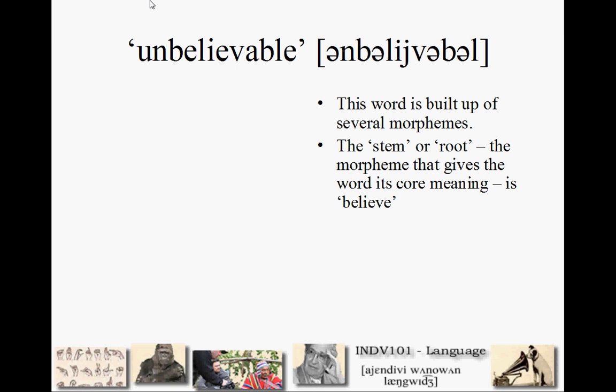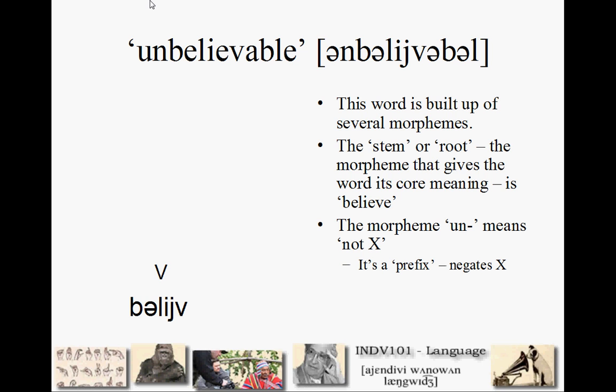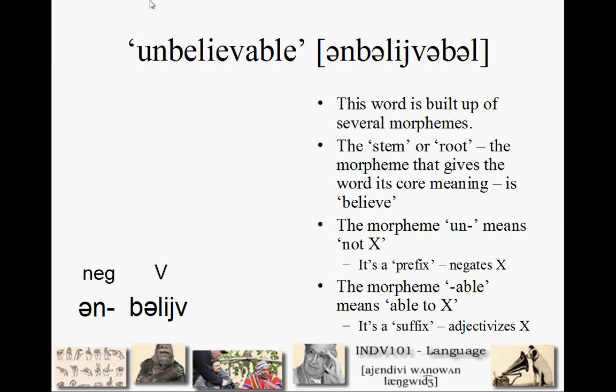So the stem or root morpheme is what gives the word its core meaning. And in this case, it's believe, which is a verb. The morpheme un means not, and so it's a prefix which negates. Yes, sorry, I did this oddly animated. And the morpheme able means able to X. So we get this fancy little tree here.